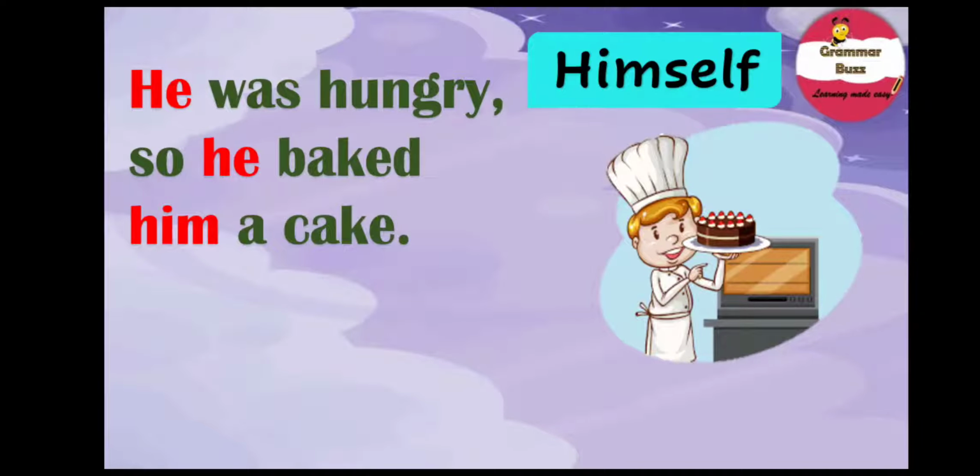And here we have the picture of a boy with a cake. So, what does the sentence say? It says, he was hungry, so he baked him a cake. Well, the subject of the sentence is he and the object of the sentence is him. So, he and him refer to the same person. So, we could say that the subject and the object of the sentence is the same.